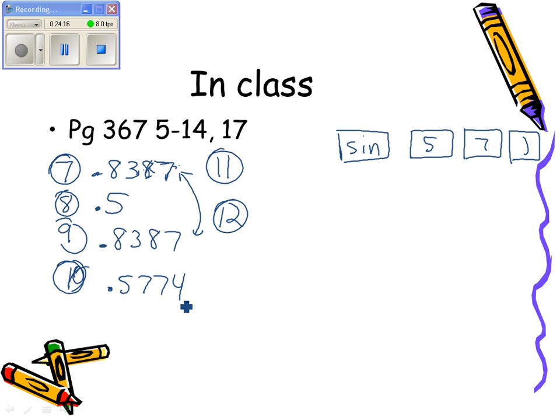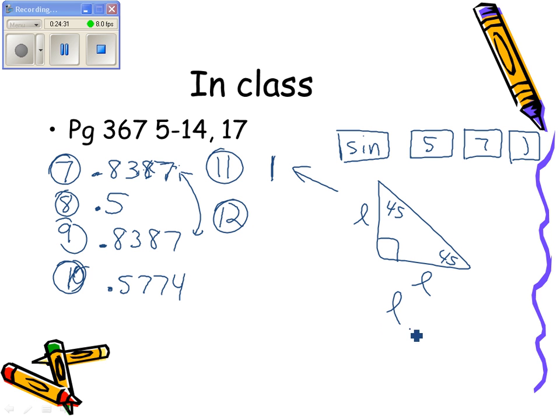And you get 1. The reason for that is, if it's a 45-degree angle, that means it's got to be a 45, 45, 90 triangle. And we know that this leg and this leg are the same thing. Well, L over L, no matter what they are, is always going to give you 1.